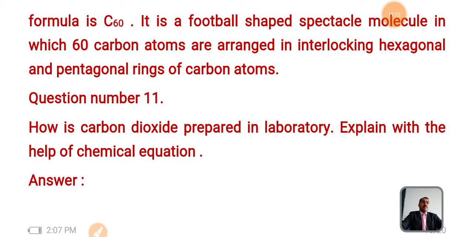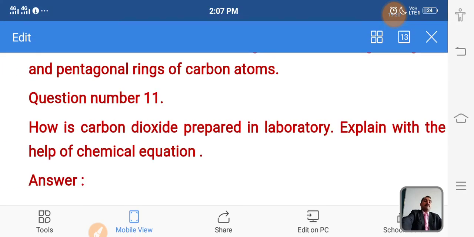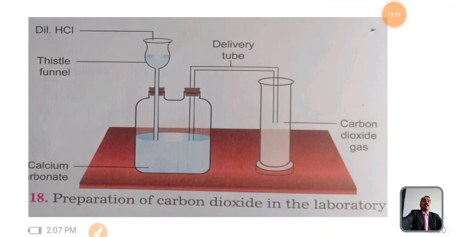Dear students, for the preparation of carbon dioxide, we have learned many chemical equations in the previous video, but here we will discuss once again with one chemical reaction. Please see this figure. This is the equipment by which we can prepare carbon dioxide in the laboratory. Here dilute hydrochloric acid is added to calcium carbonate through the thistle funnel, and this dilute HCl reacts with the calcium carbonate to produce carbon dioxide, which moves through the delivery tube into another container.